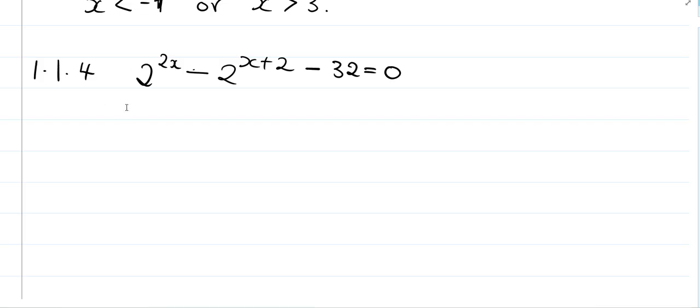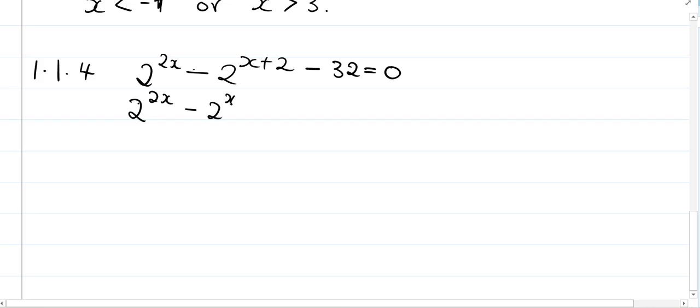So when I break it down, this is 2 to the power of 2x minus 2 to the power of x multiplied by 2 to the power of 2 minus 32 is equivalent to 0. The reason behind this is because when bases are the same with multiplication, we add the exponents. So what we are doing here is the reverse of that.